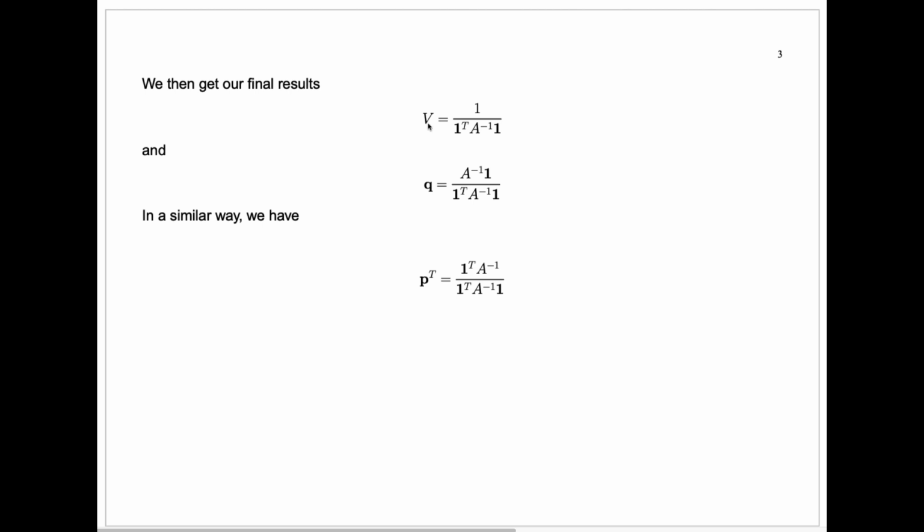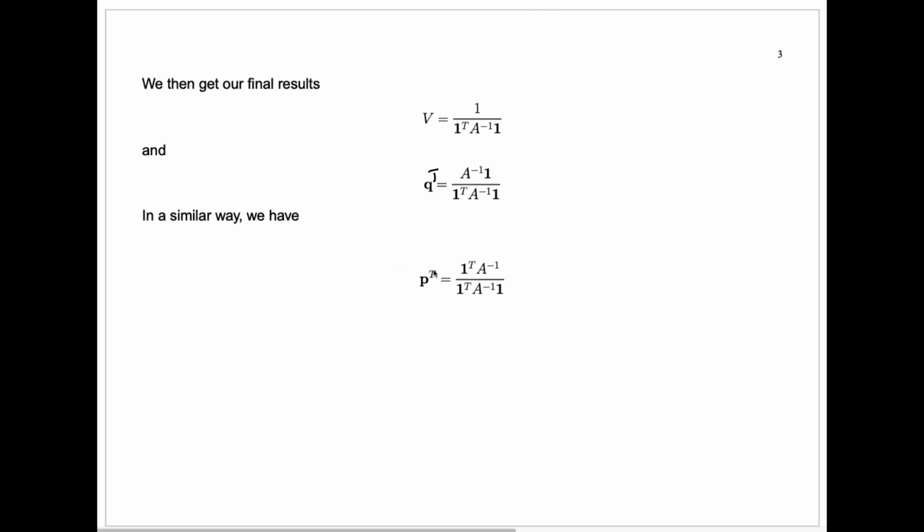Now, I'll remind you the results tell us, in this special case, the value of the game V is just this quantity we talked about before, 1 over this 1 transpose A inverse 1. That's the value. The optimal strategy for player 2 is this column vector where Q transpose is this. If you want the row vector, you just take the transpose of this quantity.